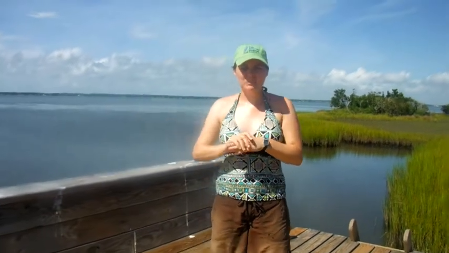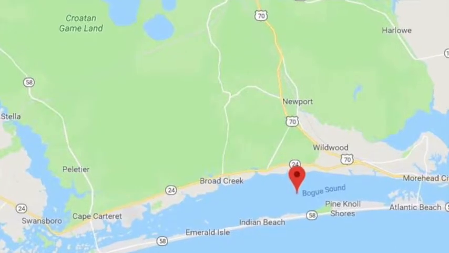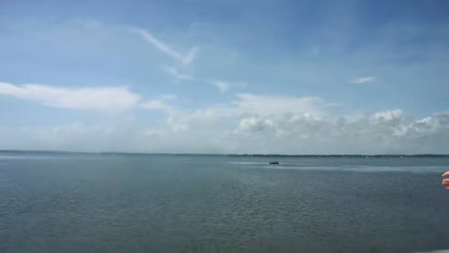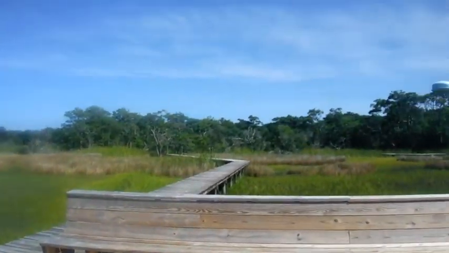We are here at the Bogue Sound. This is part of the Albemarle Pamlico National Estuary. So an estuary is where the fresh water meets the salt water of the sea. So back over here you can see the mainland, and that's where the fresh water is coming from. And then on the other side of the island, which you can't really see, is where the salt water is coming from. And so they meet together in this protected area, and that makes a really unique ecosystem.